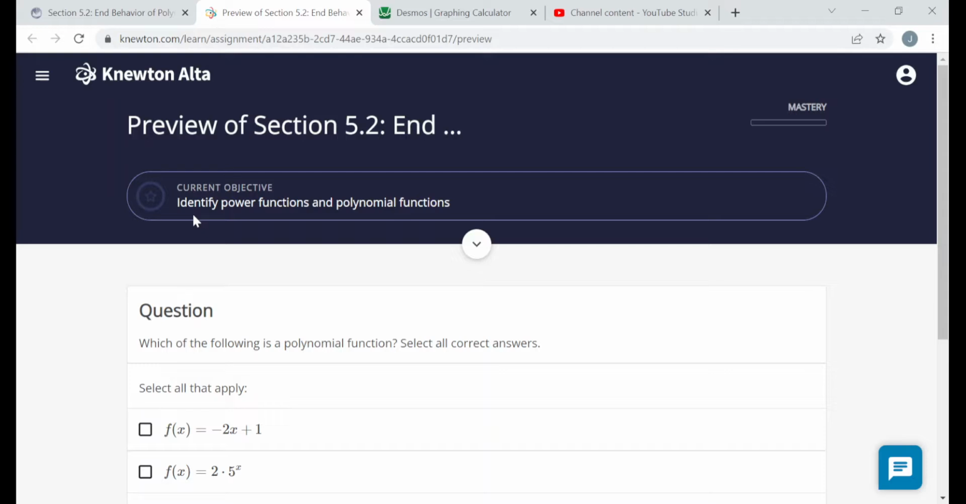Alright, so this first objective is identify power functions and polynomial functions. Right, so before I actually get into the question, I want to talk about what these are. What are power functions and polynomial functions as they are defined by the instruction in Knewton.